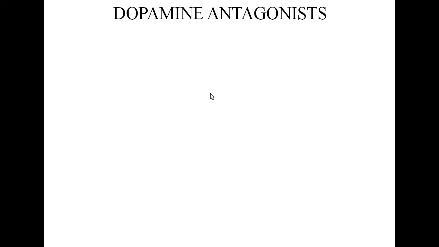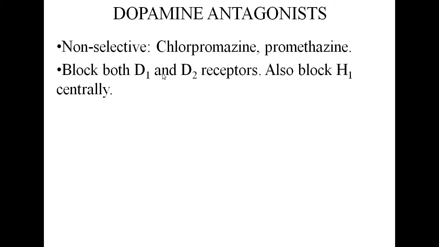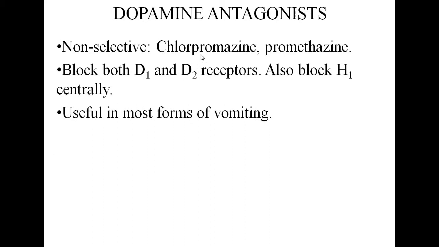Dopamine antagonists form an important group of antiemetic drugs. The non-selective drugs are chlorpromazine and promethazine, meaning they block both D1 and D2 receptors centrally, which means they need to cross the blood-brain barrier. In addition to blocking D1 and D2 receptors, chlorpromazine also blocks the histamine H1 receptors centrally. So there is some amount of sedation. Chlorpromazine is effective in almost all types of vomiting except motion sickness because it does not have any effect on the vestibular apparatus.